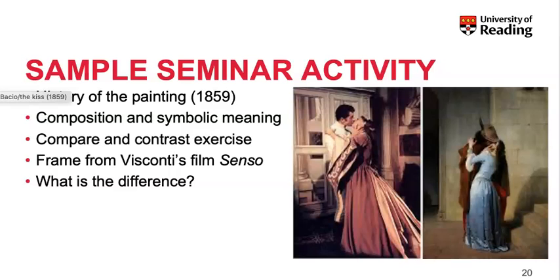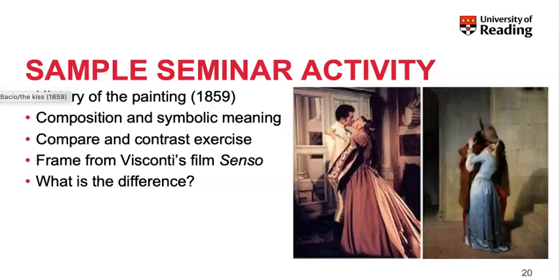Visconti's 1954 film Senso explicitly uses a number of allusions, and now we look at how Visconti uses a pictorial allusion in his film. In this frame, you see the actors exactly replicating the pose of Hayez's most famous painting. However, there is a twist.